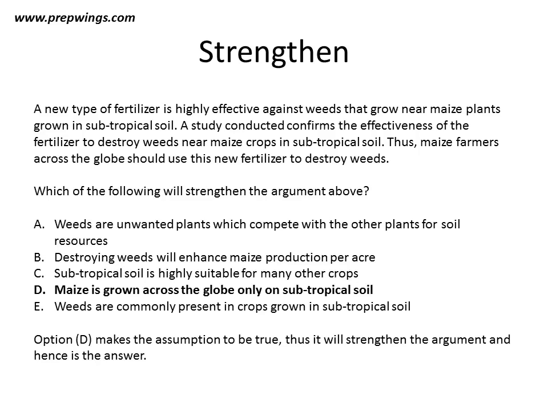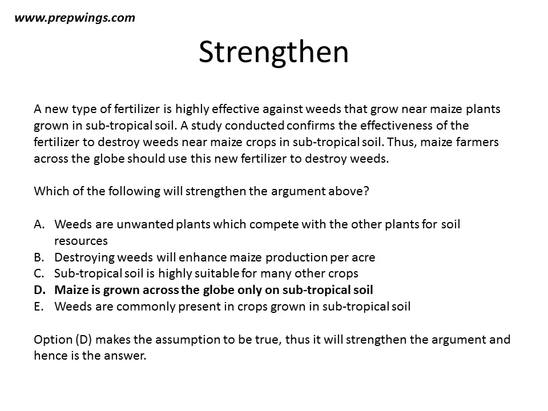Now we look at answer options, and if you look at option D, it says maize is grown across the globe only on subtropical soil. This makes our assumption to be true. That is why this is the correct answer option for our strengthen question. So this is how we find the answer for a strengthen question.